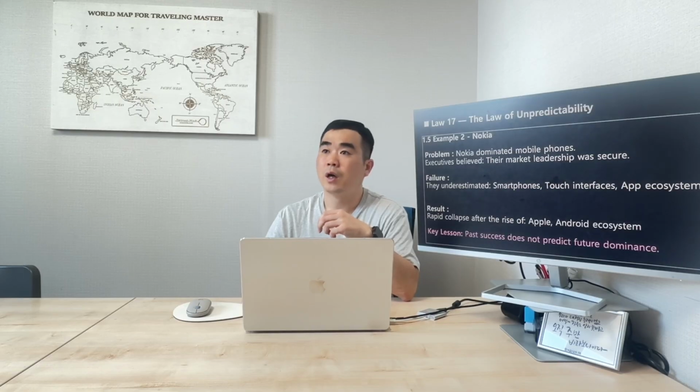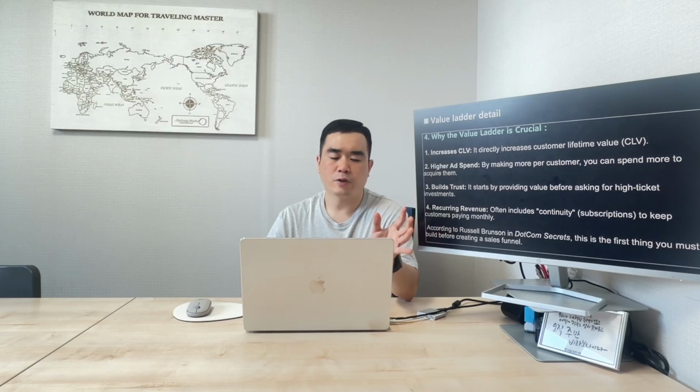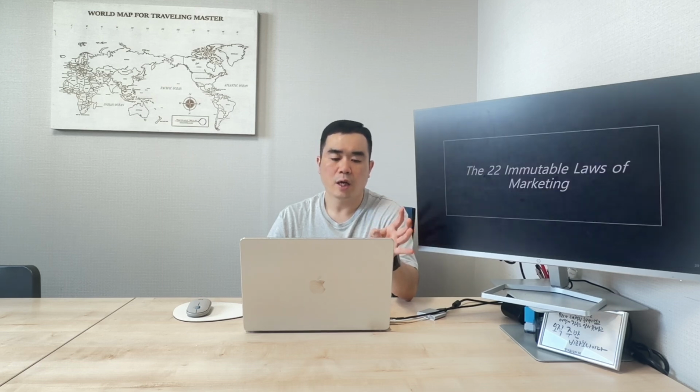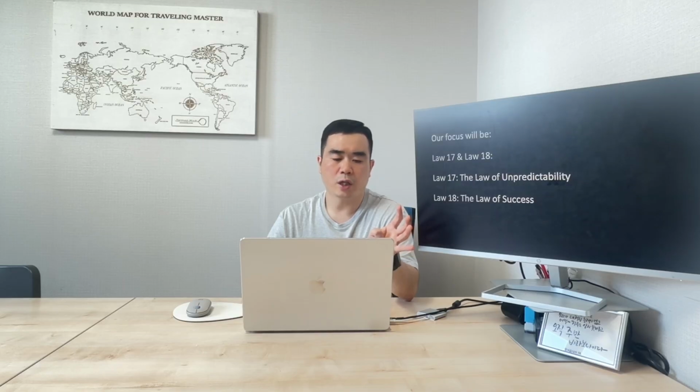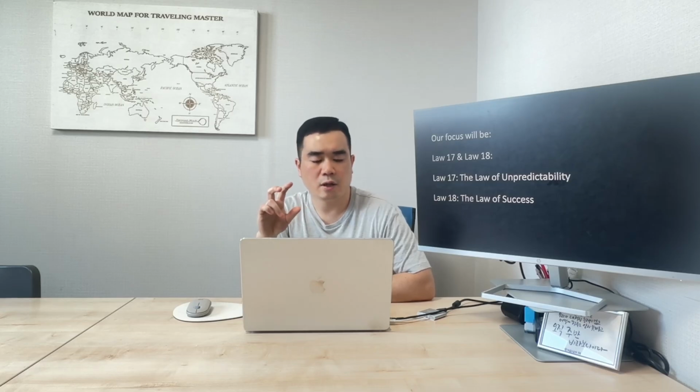Okay, so in these online classes, we have studied the value ladder, especially the key concept of the value ladder and why the value ladder is crucial. We also studied the reason for the importance of the value ladder, and the immutable laws of marketing, especially the law of unpredictability, which is law 17. Next time we will study law 18, the law of success.